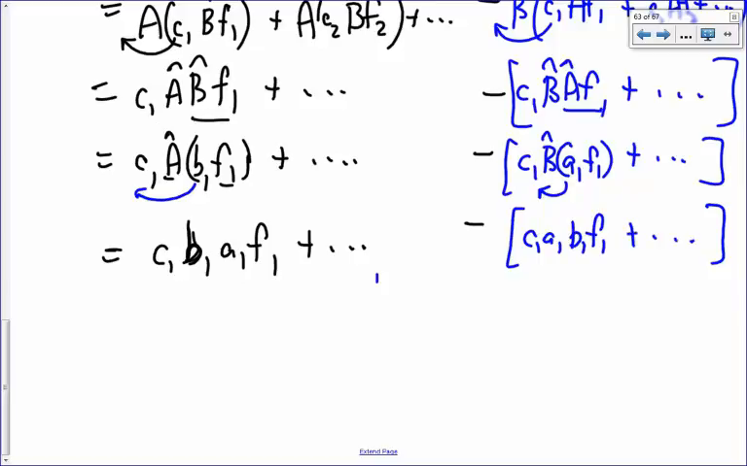And what do you get? This is the same thing as that one. That cancels out. And you can see all the other terms are going to cancel out as well. So the whole thing is going to be equal to 0.